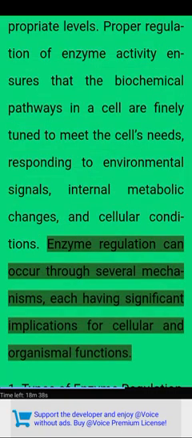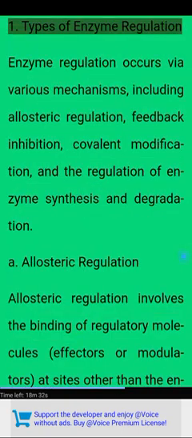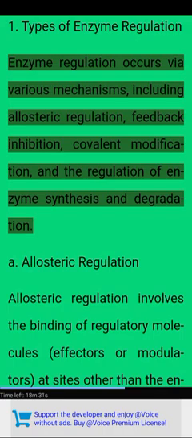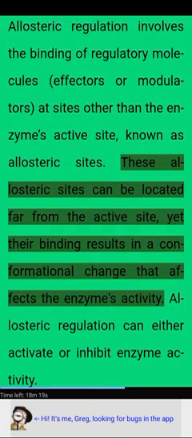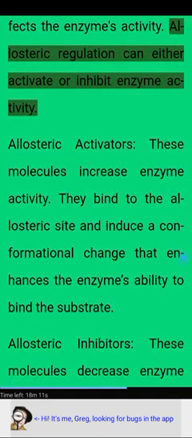Enzyme regulation can occur through several mechanisms, each having significant implications for cellular and organismal functions. 1. Types of enzyme regulation. Enzyme regulation occurs via various mechanisms, including allosteric regulation, feedback inhibition, covalent modification, and the regulation of enzyme synthesis and degradation. A. Allosteric regulation. Allosteric regulation involves the binding of regulatory molecules, effectors or modulators, at sites other than the enzyme's active site, known as allosteric sites. These allosteric sites can be located far from the active site, yet their binding results in a conformational change that affects the enzyme's activity. Allosteric regulation can either activate or inhibit enzyme activity.